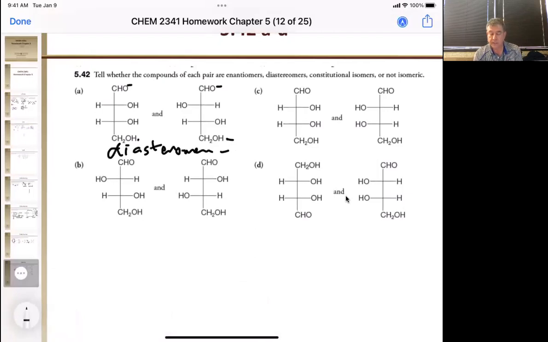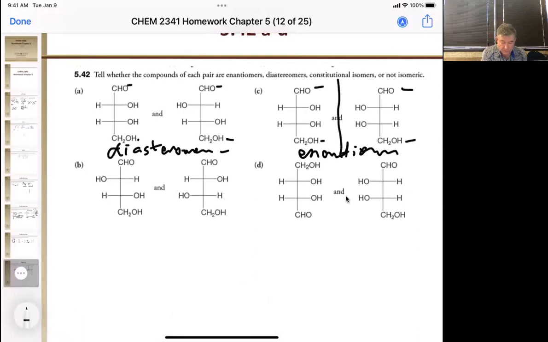Okay, so let's do the same thing here. Same, and all the same in the middle. So those are definitely isomers. And notice that they are mirror images of each other. So that means these are enantiomers. Enantiomers.